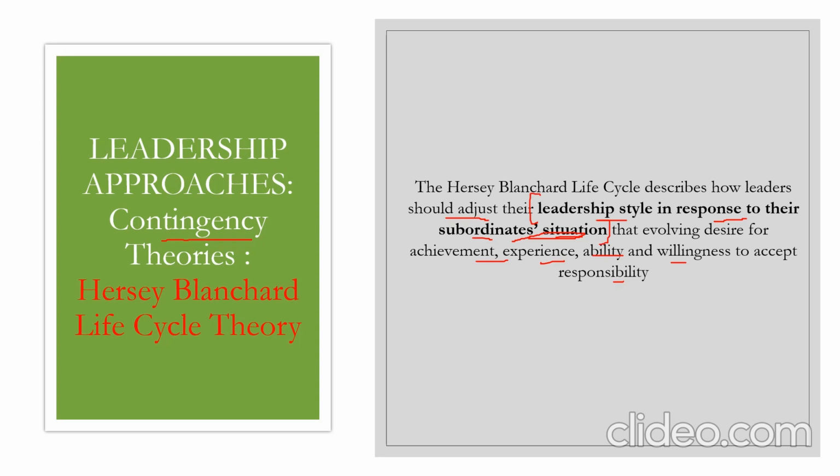So how to see the situation of employees is by looking at the achievement of employees, experience of employees, ability, and also the willingness to accept responsibility of the employees. Whether the employee has high experience or low experience, high achievement or low achievement, high ability or low ability. These are called the situation of the employees. When the manager looks at all these situations, only then does the manager decide the style to use for the employees or the subordinates. So that is called the Hersey and Blanchard life cycle theory.